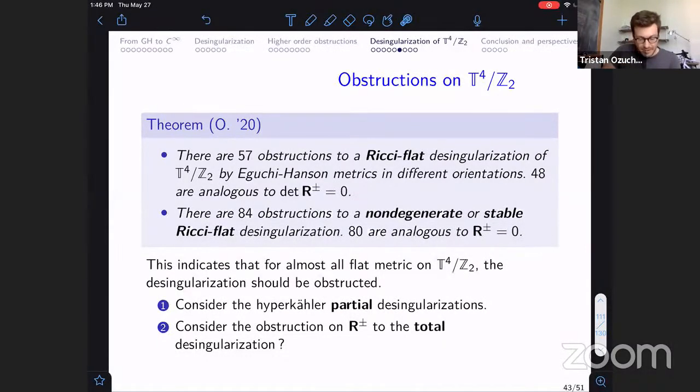And the main idea is really to first glue all of the positively oriented Eguchi-Hanson metrics and perturb the result to a hyperkähler metric. That's possible. And now you have a partial desingularization, which is hyperkähler, and you can ask whether the obstruction is satisfied at its remaining singular points. And that's exactly where these obstructions here come from. And the rest of them come from the deformations of the torus.